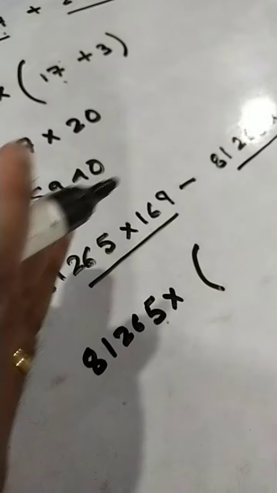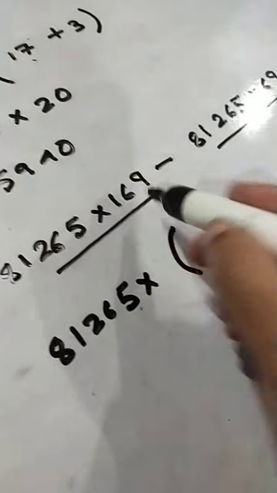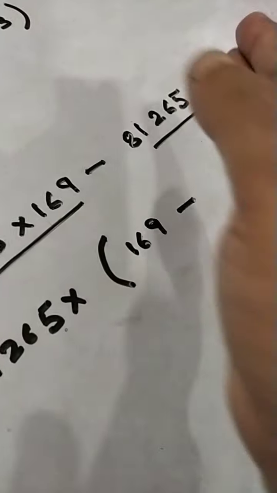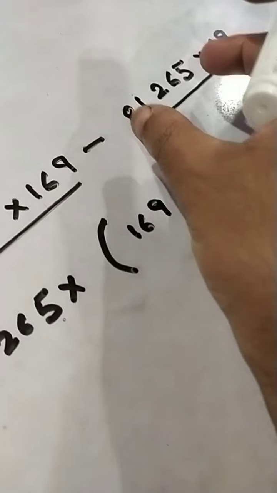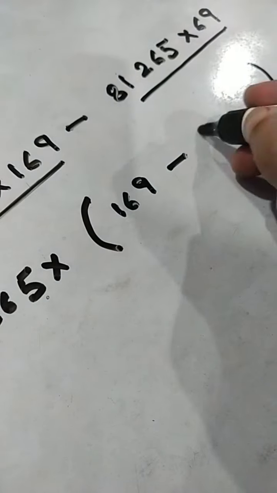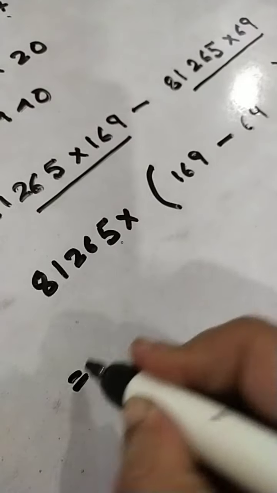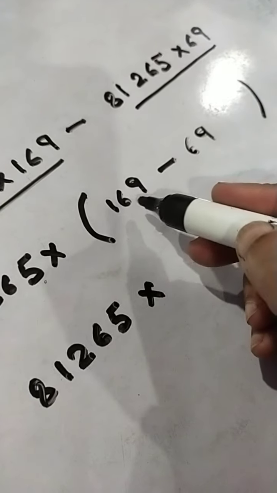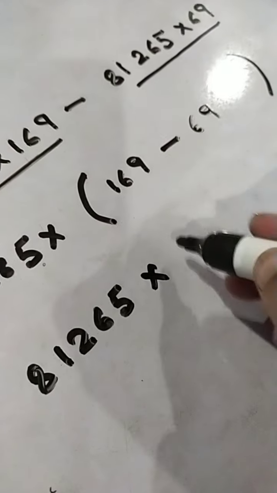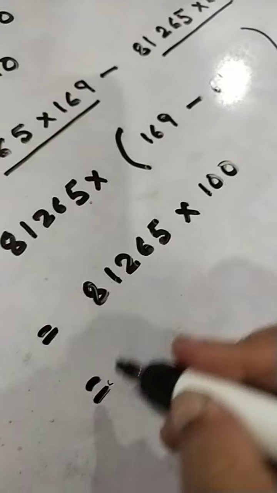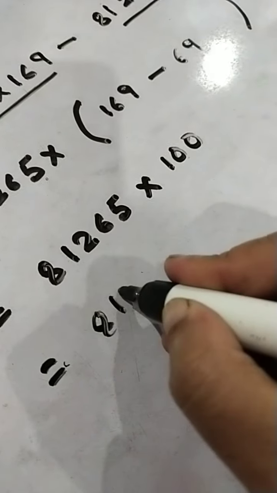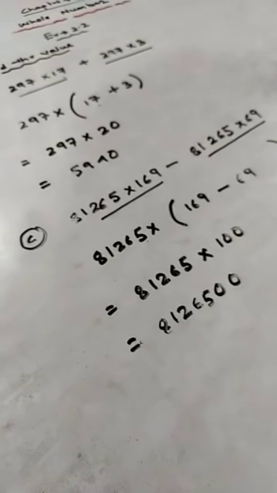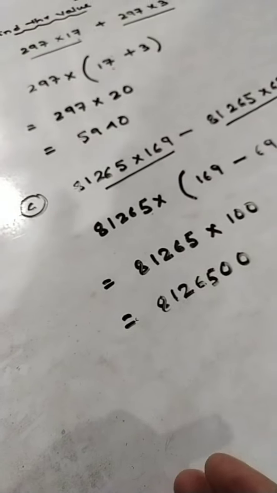Yes, that means from the first term we have removed this 81265, so what will remain? Only 169. This time we have a minus sign here, so we'll put the minus sign. Again from the second term also we have removed 81265, so what will remain? 69. So we'll first solve the bracket. If we subtract 69 from 169, we'll get 100, isn't it? Multiplying this with 100 is very easy. So 81265, and how many zeros are there? 2. Just put these 2 zeros. That's it. So this is the solution of sum number C.